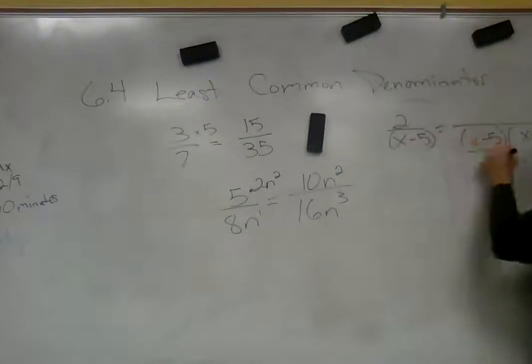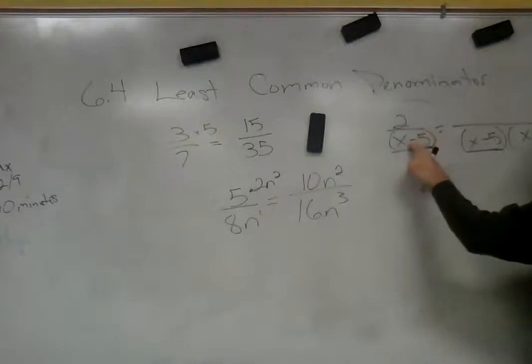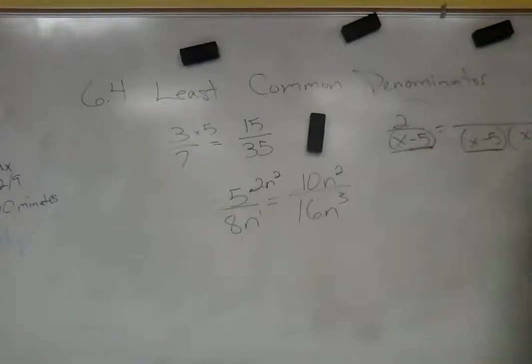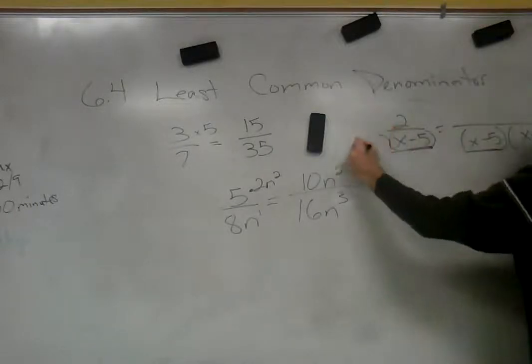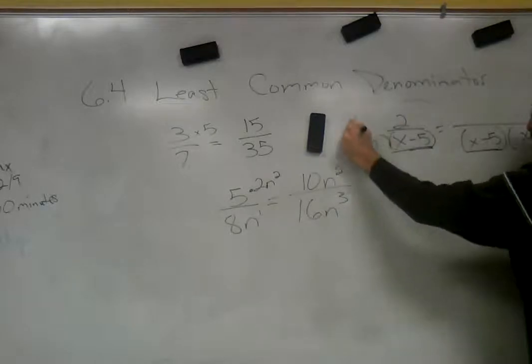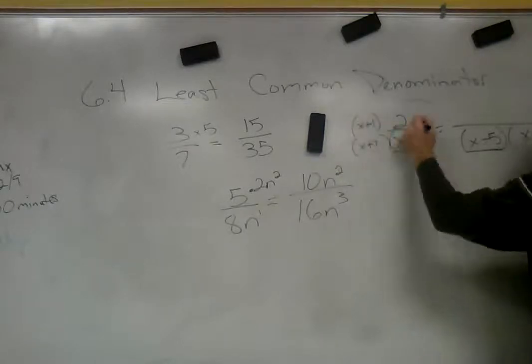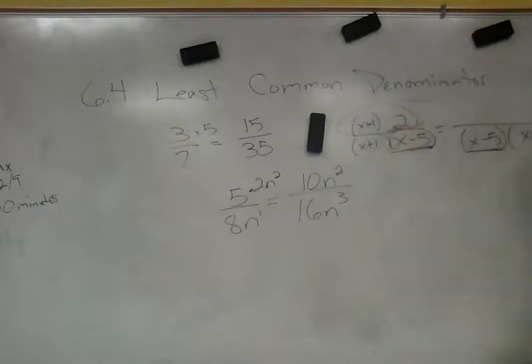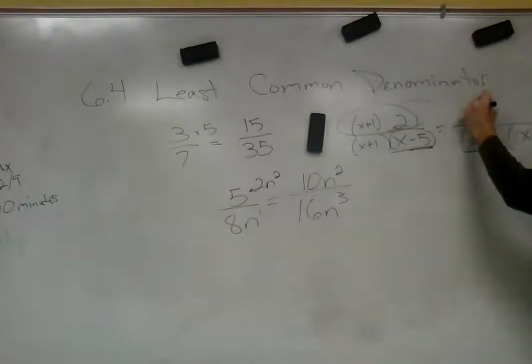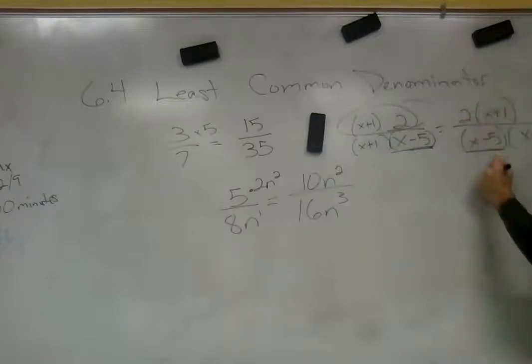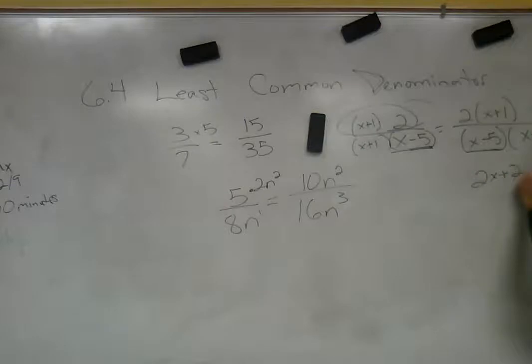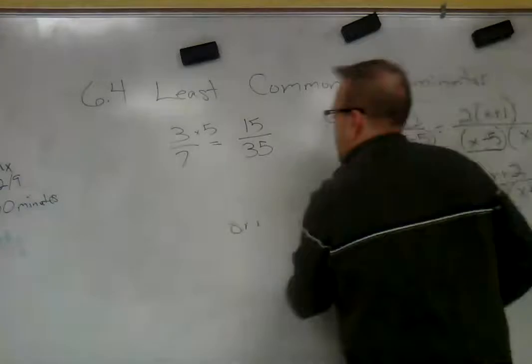This part, these two are the same. What does this expression need in order to look exactly like this expression? So we need to multiply this by x plus 1. If you multiply the bottom by x plus 1, you multiply the top by x plus 1 as well. So on the top, we would now have 2 times x plus 1, or you could write it as 2x plus 2. So you have to figure out what makes them exactly the same. Let's do another like that one.